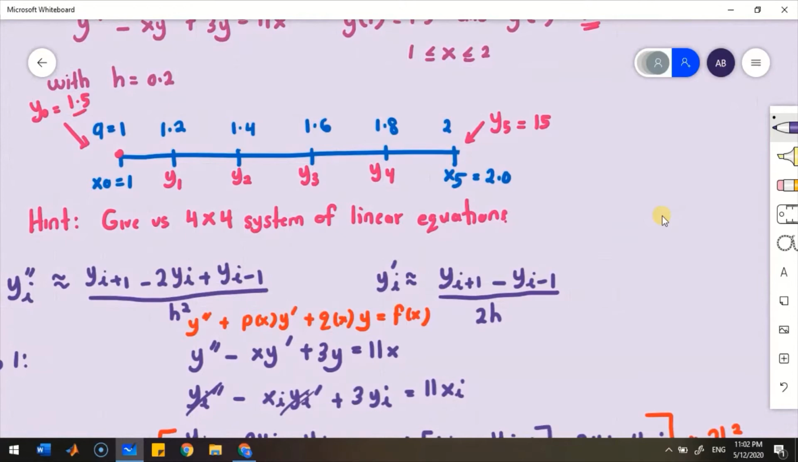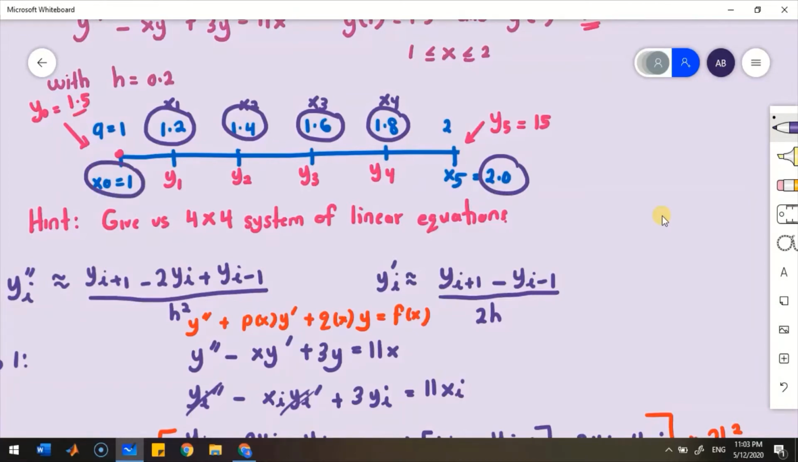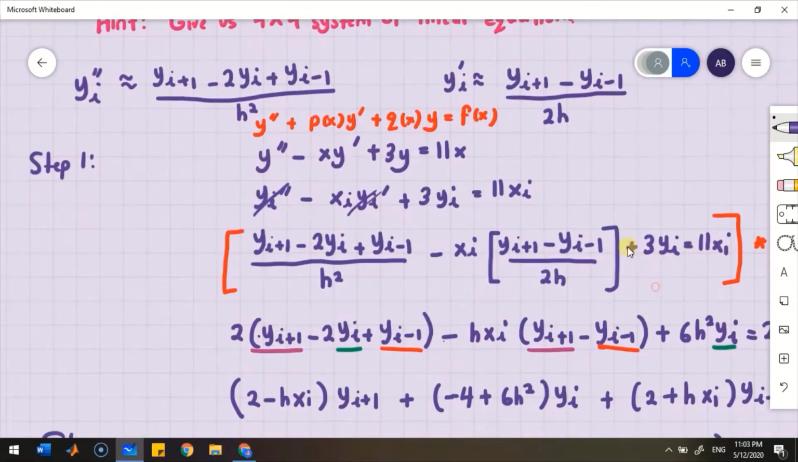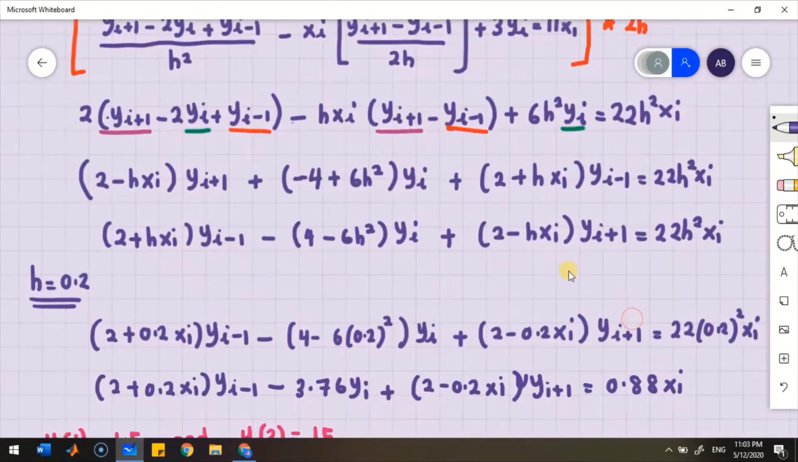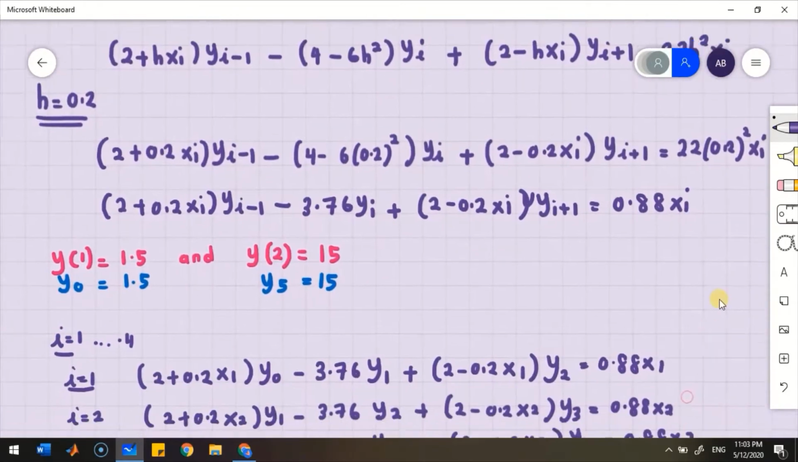Okay, so this is my x0. So this is my x1, x2, x3, x4. So x1 is 1.2, x2 is 1.4, x3 is 1.6, and x4 is 1.8. And then we know x5 is 2.0, x0 is 1. And then we also know that y0 is 1.5 and y5 equals to 15. Okay, with all this information, I should be able to simplify my equation. Okay, let's simplify the equation.